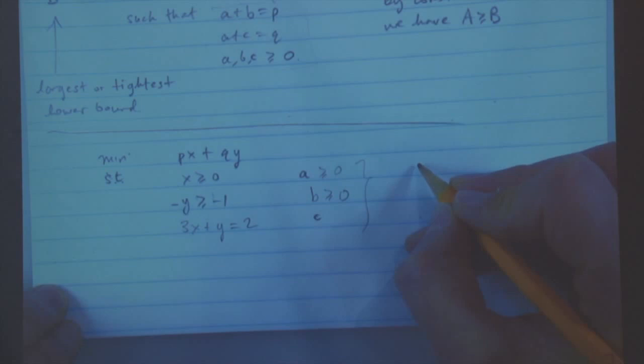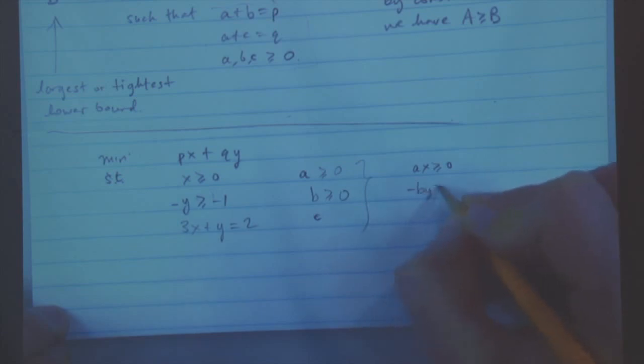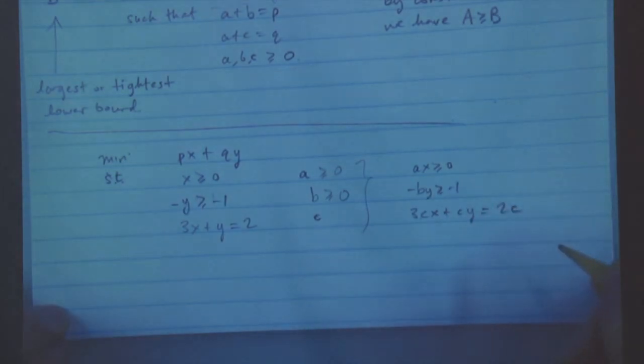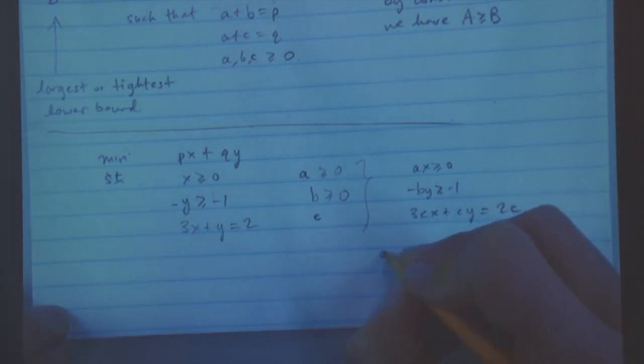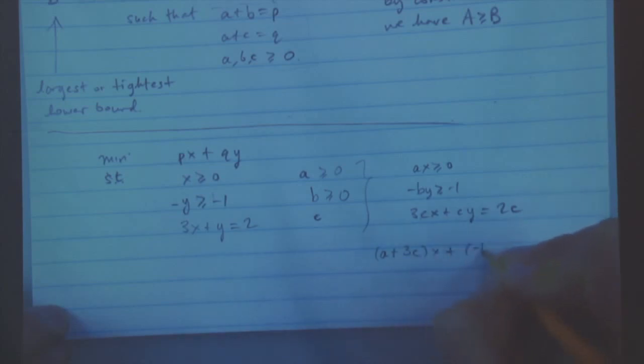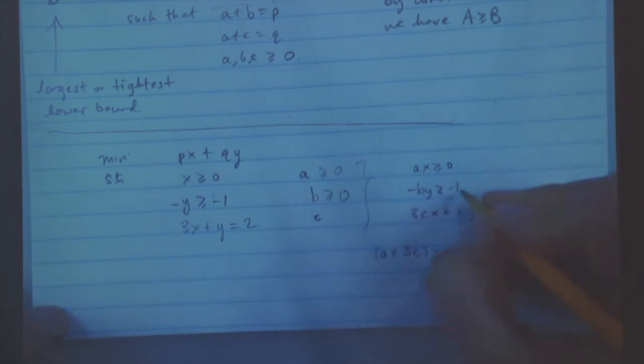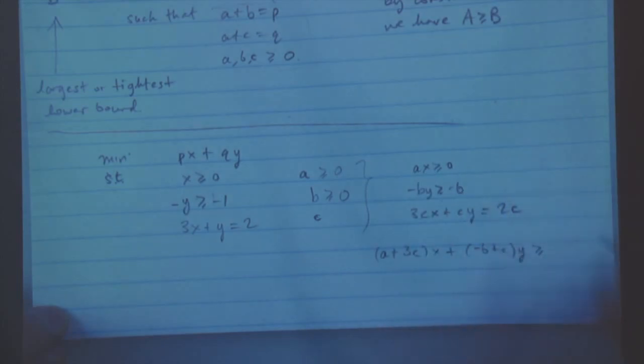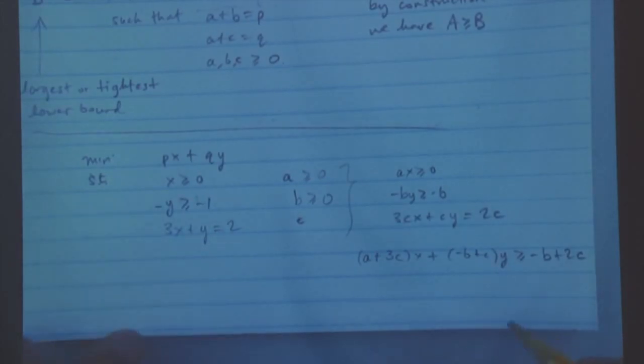Do the same thing. I get ax bigger than or equal to 0. This one gives me minus by is bigger than or equal to minus 1. And this gives me 3cx plus cy is equal to 2c. And if I add them all together, I get a plus 3c times x plus minus b plus c times y is bigger than or equal to 0 plus, this should have been minus b, plus 2c. And I want to make this equal to p and not equal to q.